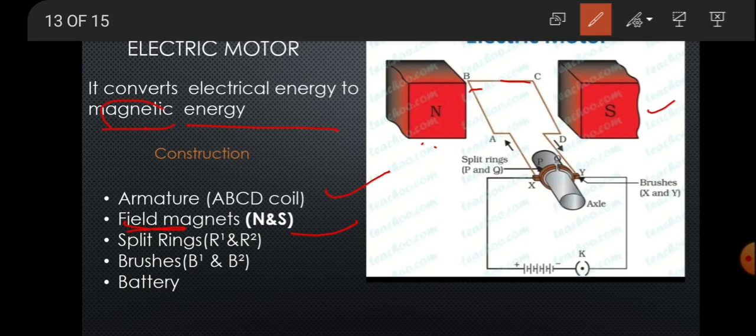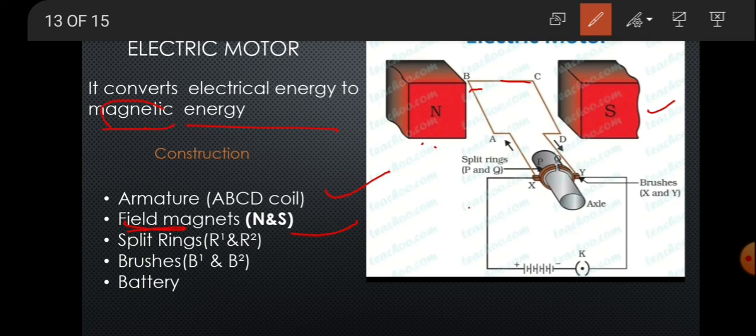And next are the split rings. There are split rings P and Q. You can see the brown part around this axle. The brown part is called the split rings. What is the function of split rings? Split rings provide rotation to the coil. Basically, the main function of split rings is to work as a commutator, controlling the rotation of the coil. So the split rings rotate the coil.